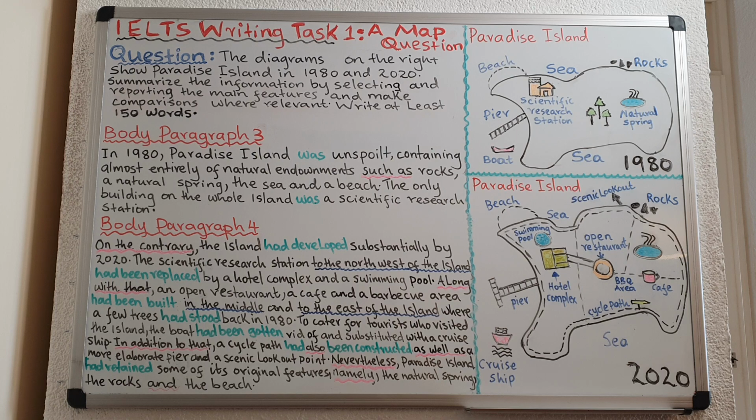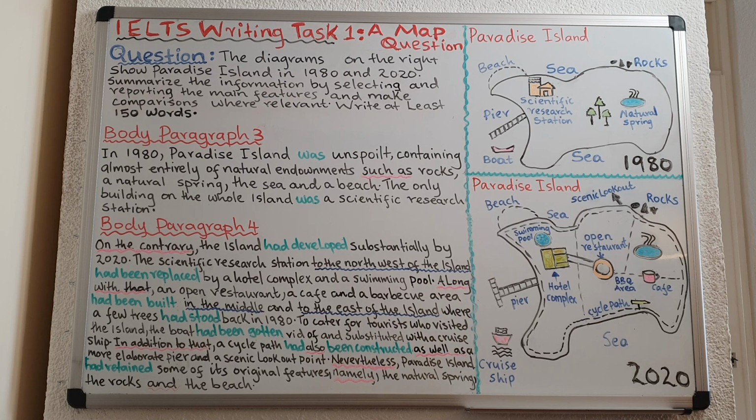Now, in 1980, Paradise Island was unspoiled, containing almost entirely of natural endowments, such as rocks, a natural spring, the sea, and a beach. The only building on the whole island was a scientific research station.